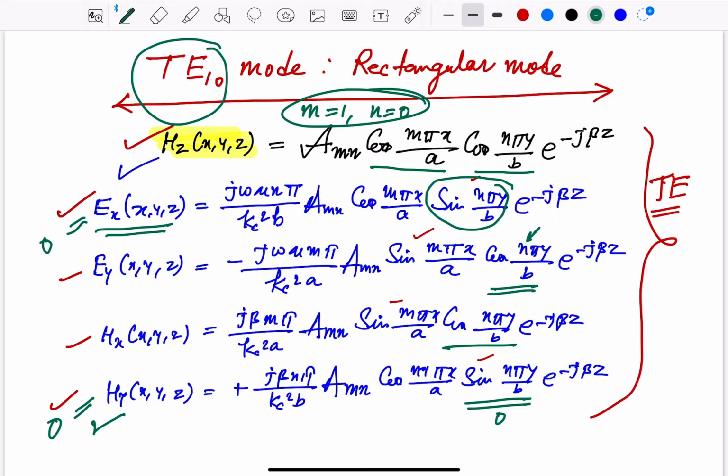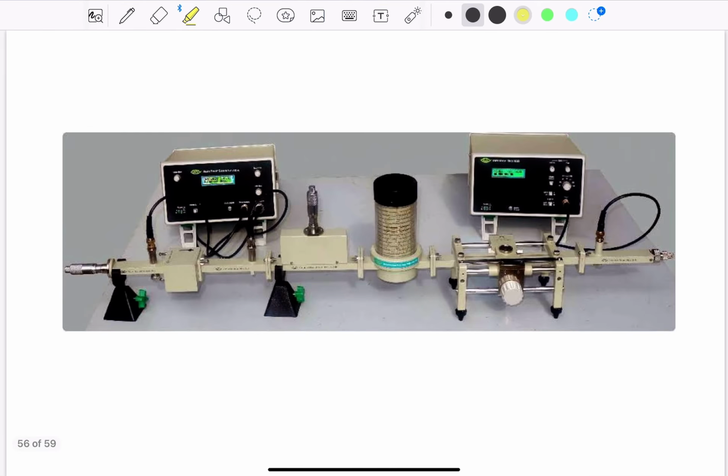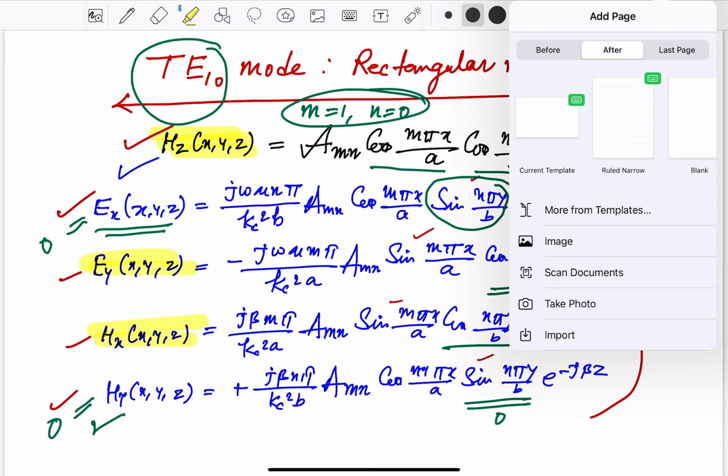So it means that we are left with three components: Hz, Ey and Hx. Let us rewrite these components and we'll see. I'm writing once again all these modes here.